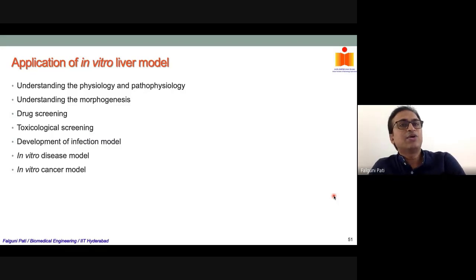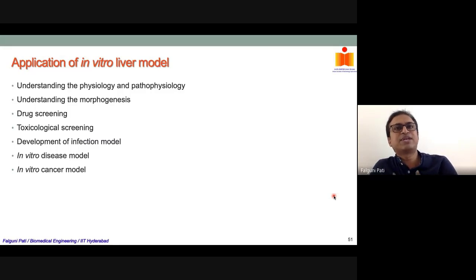Like nowadays, you know that COVID-19, the corona disease, is a pandemic, and many patients are affected. Now, how do we study this in an in vitro setting? How do we study how the virus is actually affecting the lung tissue, how it is spreading, and whether there is any drug that can treat the patients? So how can it be done?